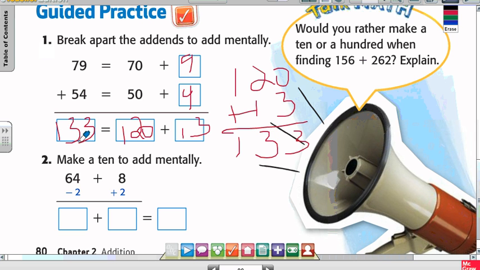Here, it says make it 10 to add mentally. So I have 8, I need to add how much to make 10? 2. So 8 plus 2 is 10. And then I do the opposite to the other number. 64 minus 2 would be 62. So 62 plus 10 would be just 72. So breaking the numbers apart so that you come up with numbers that are easier to add, that's all.